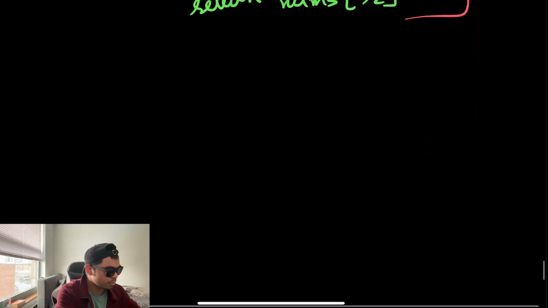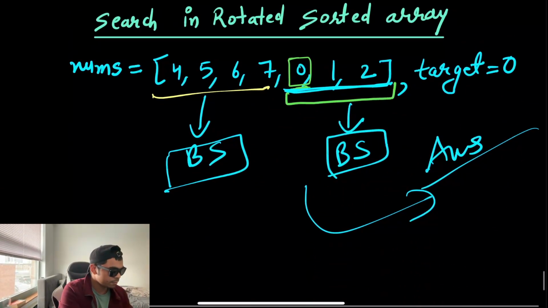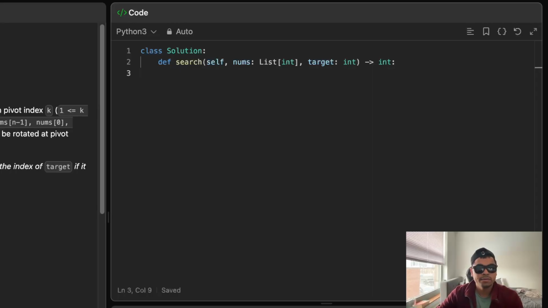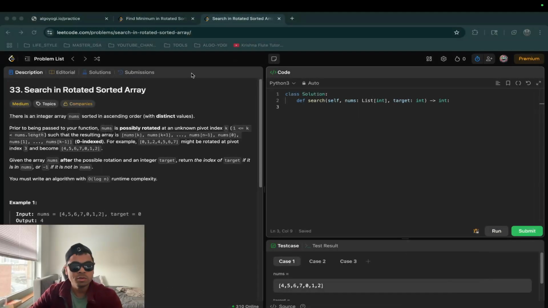I think I'm not gonna go again how you find the minimum and how you write the binary search. This is a really easy way of writing it. So let me show you.